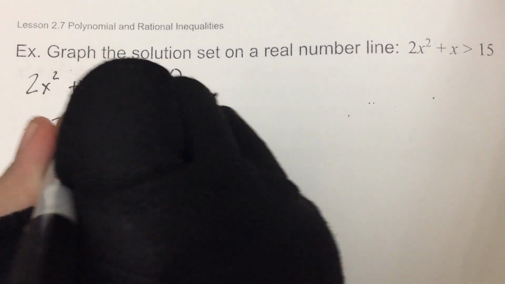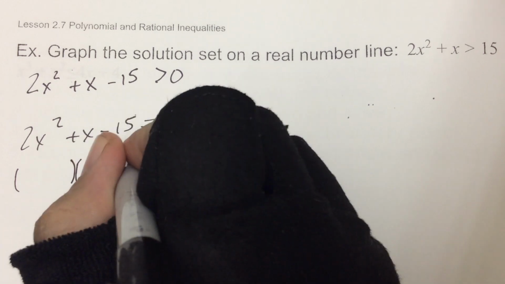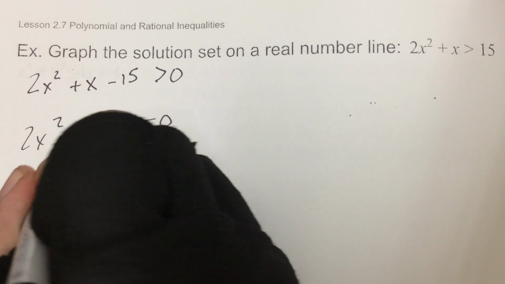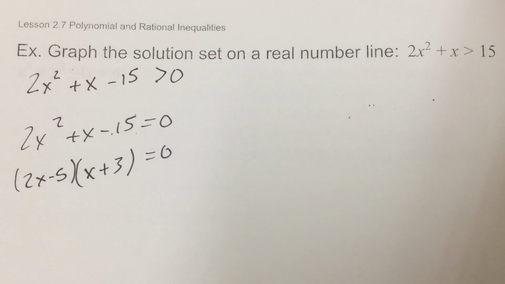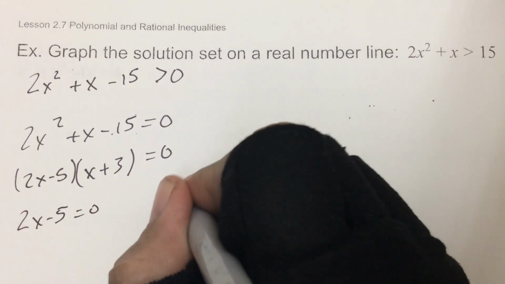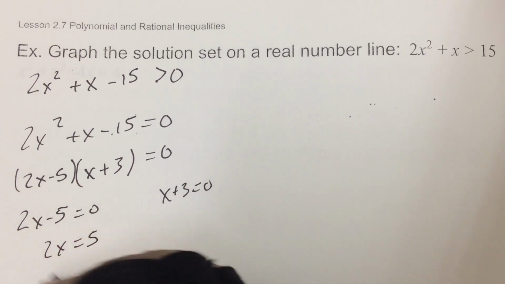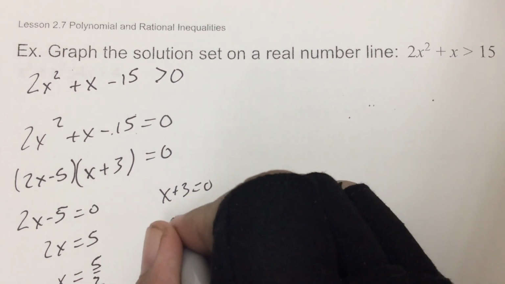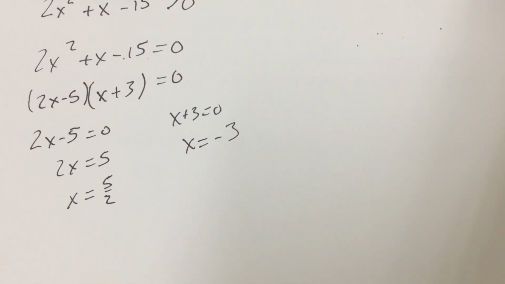So our 2x squared plus x minus 15 equal to 0. We're going to factor this, and it's going to factor out to be 2x minus 5 and x plus 3. Each of these gets set equal to 0. So we add the 5 over and have 2x equaling 5, and we divide the 2 over to have x equals 5 halves. Here we just subtract the 3 over and have x equals negative 3. So these are going to be our boundary points.